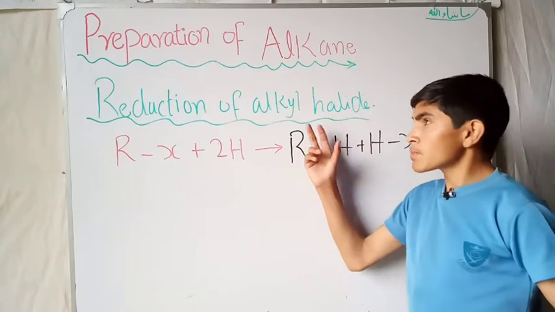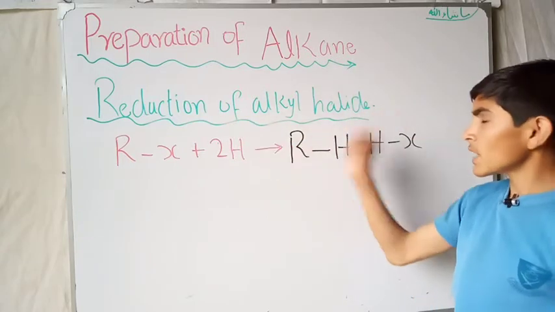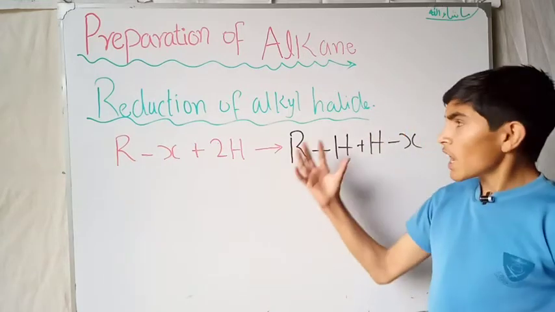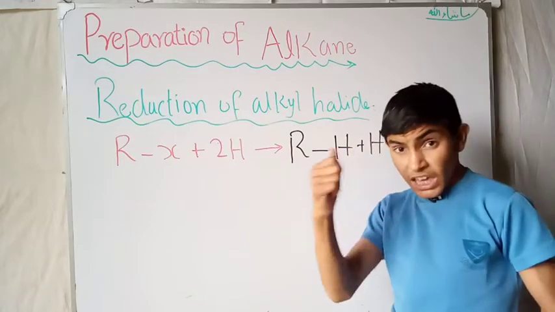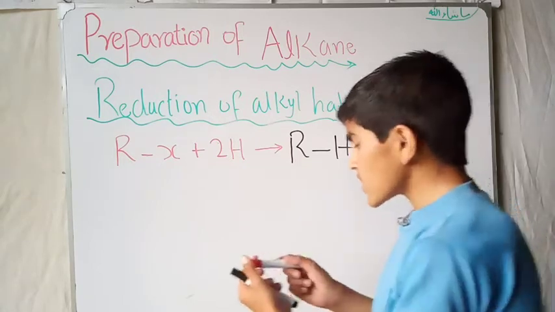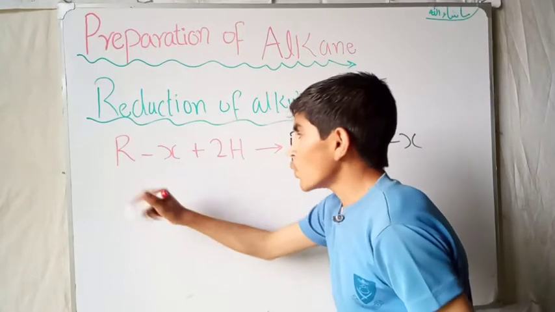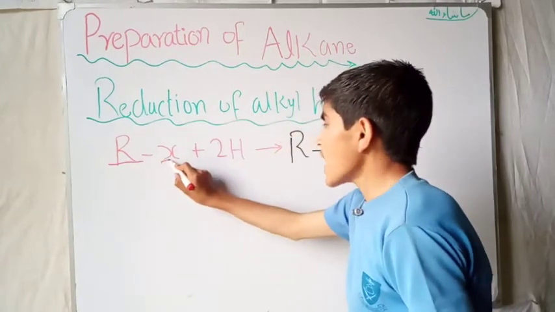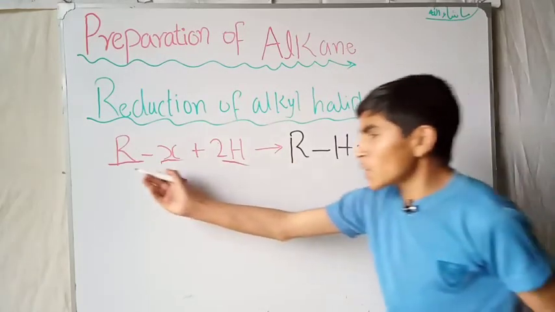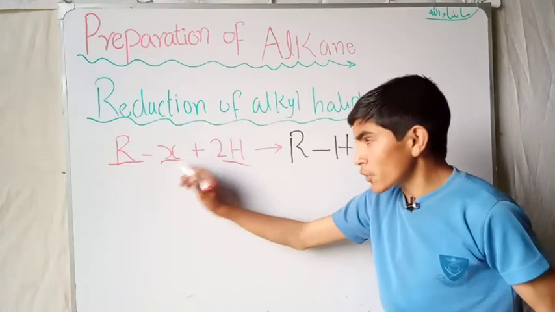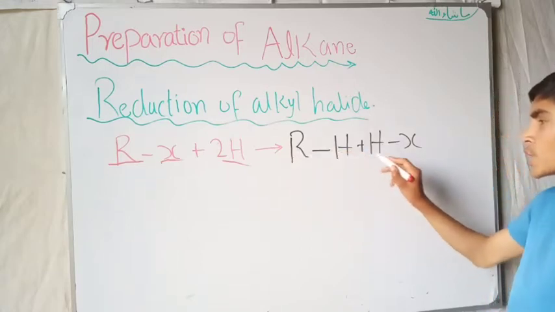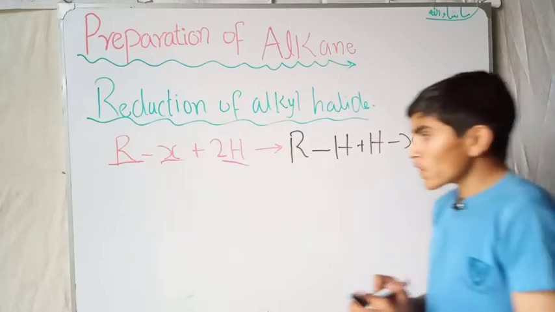The next process for the formation of alkane is the reduction of alkyl halide. It means that when we take an atom in a formula, we remove the halogen atom from it and add hydrogen with it. So you can see here, this R, and this X, and this 2H, so it gives us R. This R shows the alkyl group, this X shows the functional group, plus 2H, and then again gives R with the H bond and H with the X bond.